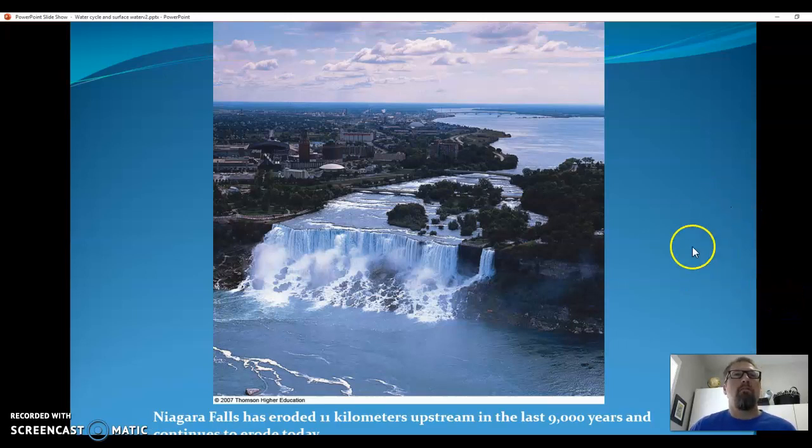This is just a little picture of Niagara Falls. If you haven't been, it's a great place to go and visit. We've got the American side over here and the Canadian side, which is more built up, I guess is the way to say it. And this just mentions the eroding power of that stream. We believe that 11 kilometers has been eroded upstream over the last 9,000 years.